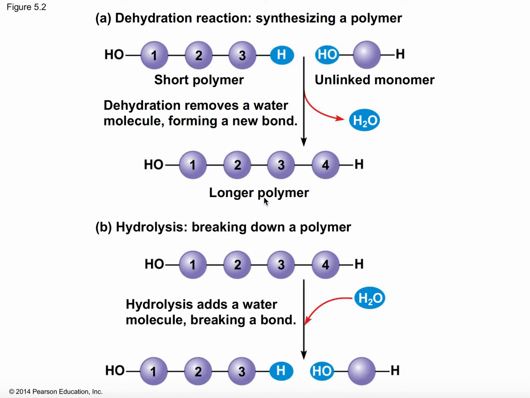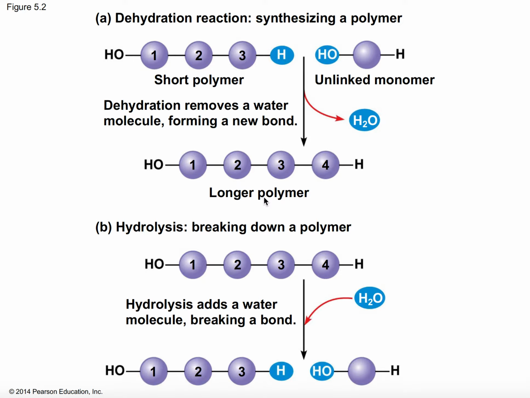a hydrogen from the short polymer is going to be released along with the hydroxide, or the OH, from the unlinked polymer. That is going to join to form water. You can see the water is being released, and then you have a much longer polymer. So putting monomers together, a molecule of water gets released, and that's a dehydration reaction.